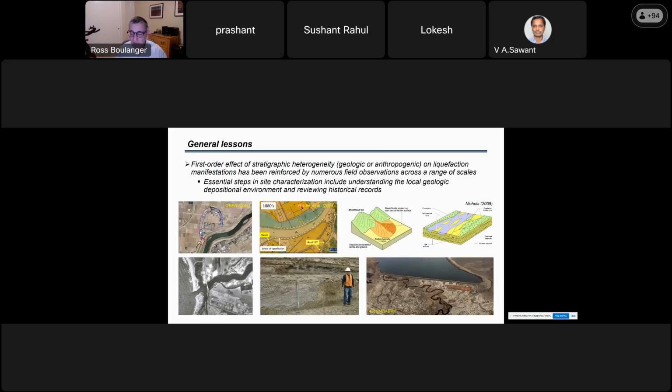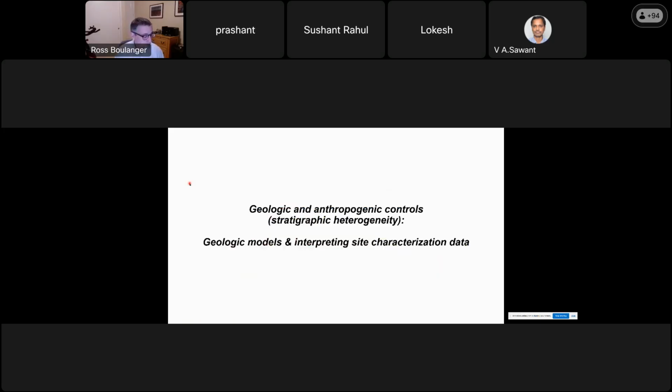So the punchline from these case histories over and over again is that stratigraphic heterogeneity, whether it's geologic or anthropogenic, often has a first order effect on liquefaction effects. We see this again and again at different scales. And it emphasizes that an essential first step in any site characterization work is to understand that local geologic environment and review the historical records to make sure you identify those. So that's a key first step.